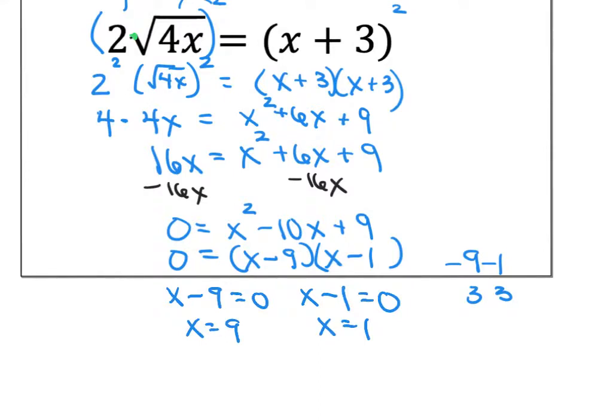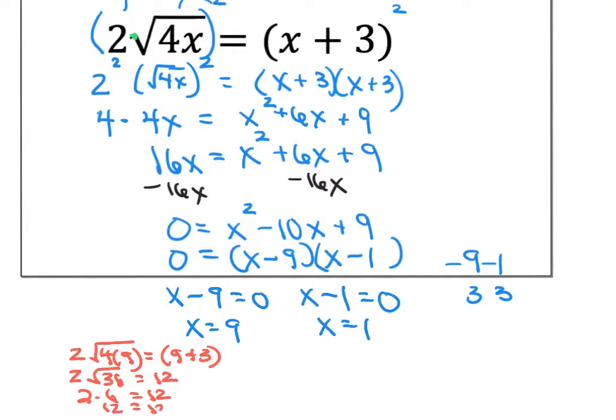So I'm going to start with the x equals 9. Every time I see an x, I'm going to replace it with a 9. Square root of 36 is 6. So sure enough I get a true statement. 12 equals 12. So I like x equals 9 as my answer here.